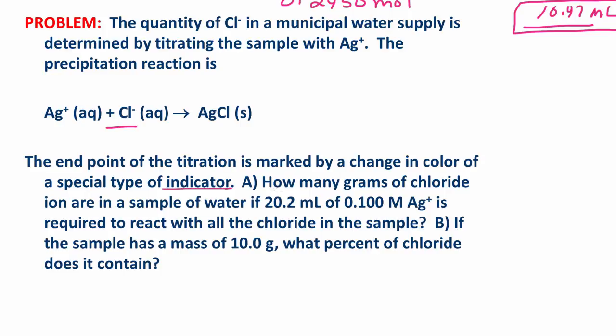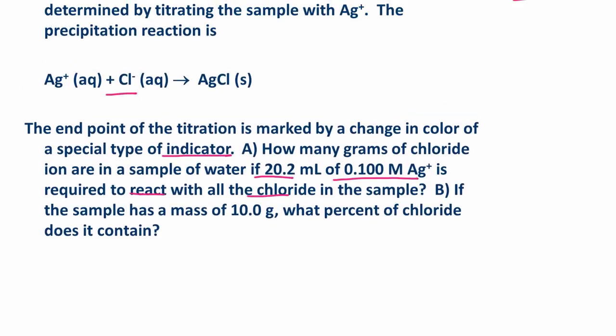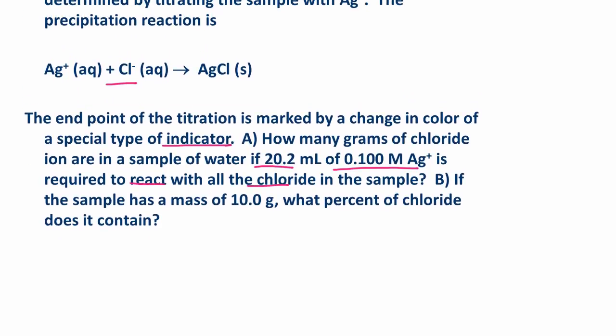So here we're asked, A, how many grams of chloride ion are in the sample of water if 20.2 milliliters of 0.1 molar silver ion is required to react with all the chloride in the sample. And B, if the sample has a mass of 10 grams, what percent of chloride does it contain? What is our plan here? Well, let's do part A.